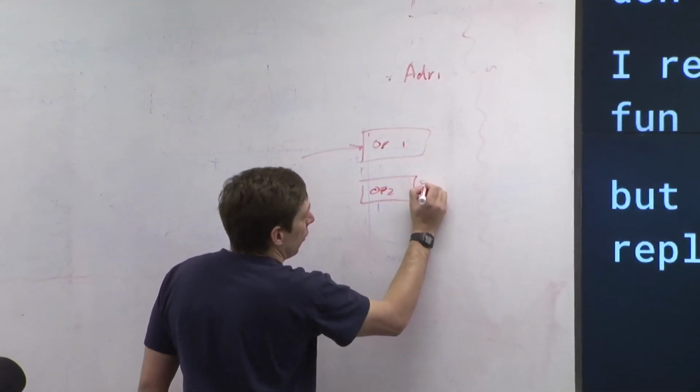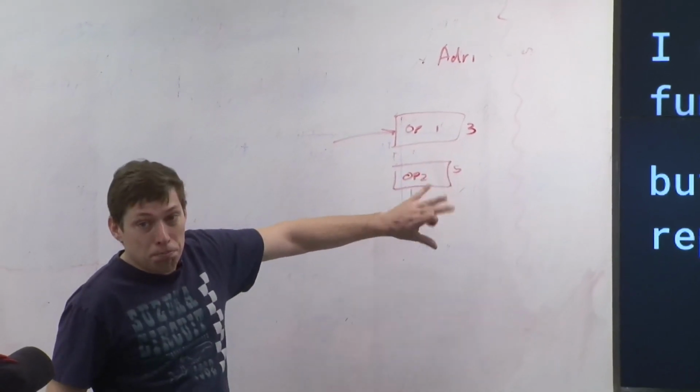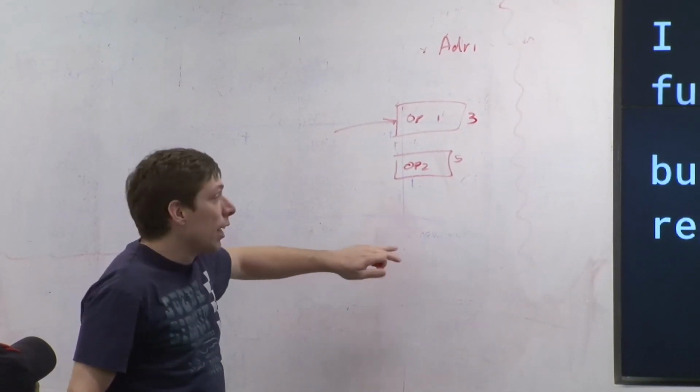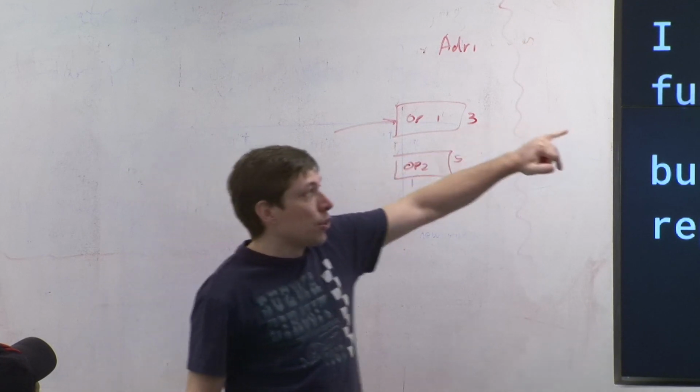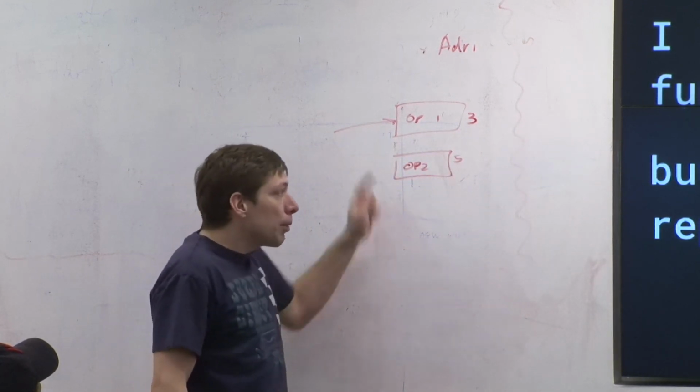And this one has 5 coins, this one has 3 coins. And they're both the same address, both the same public key. And then I want to spend them. And if I use this sort of signature scheme where I don't actually sign which input I'm spending from, it can be used on either.